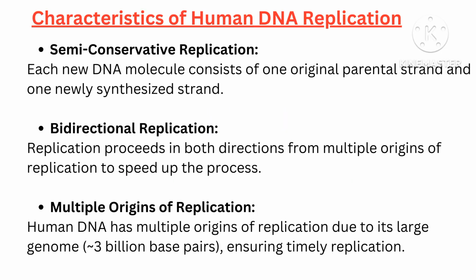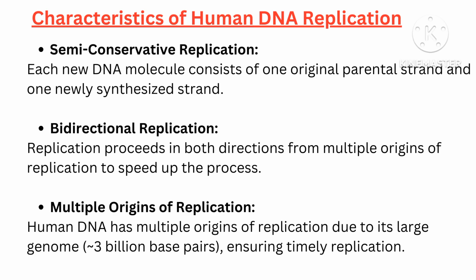Characteristics of human DNA replication. Semi-conservative replication. Each new DNA molecule consists of one original parental strand and one newly synthesized strand. Bidirectional replication. Replication proceeds in both directions from multiple origins of replication to speed up the process.